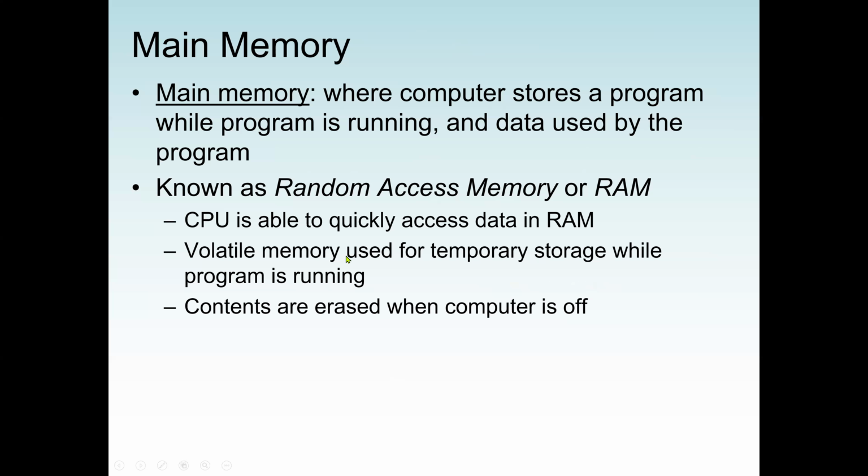So the CPU is able to quickly access data in RAM. Also, volatile memory is used for temporary storage while the computer is running. The content is erased when the computer is off.